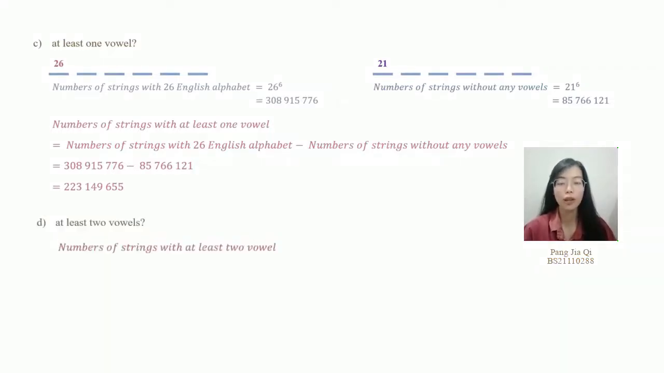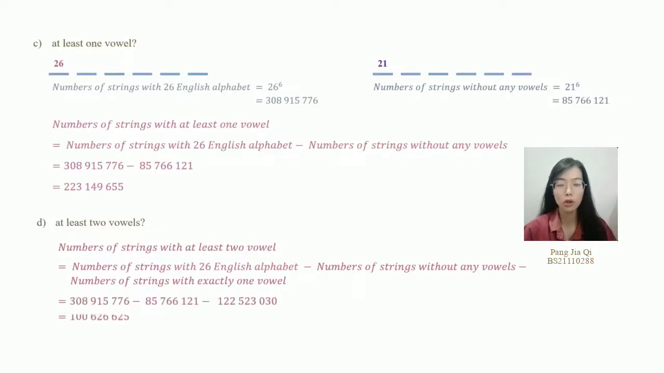The last question is at least 2 vowels. The number of strings with at least 2 vowels will equal the number of strings with 26 letters minus the number of strings without any vowels minus the number of strings with exactly 1 vowel, which is 308915776 minus 85766121 minus 122523030. The answer will be 100626625. Then I will pass to the next presenter.